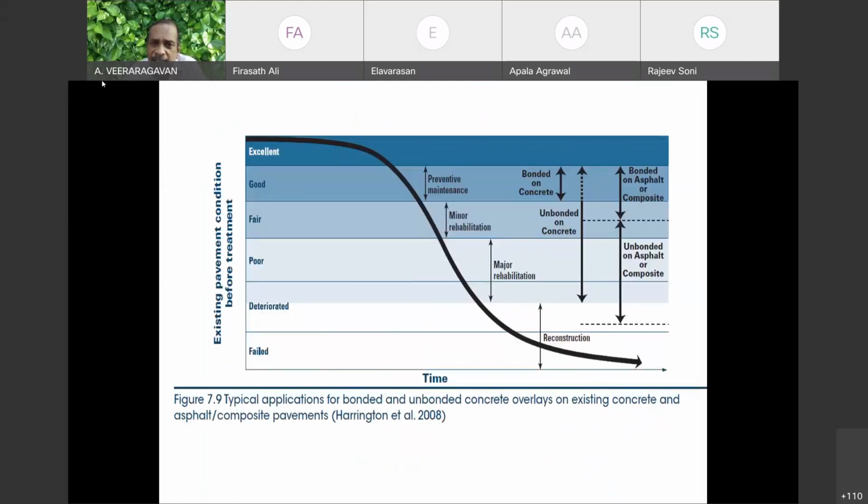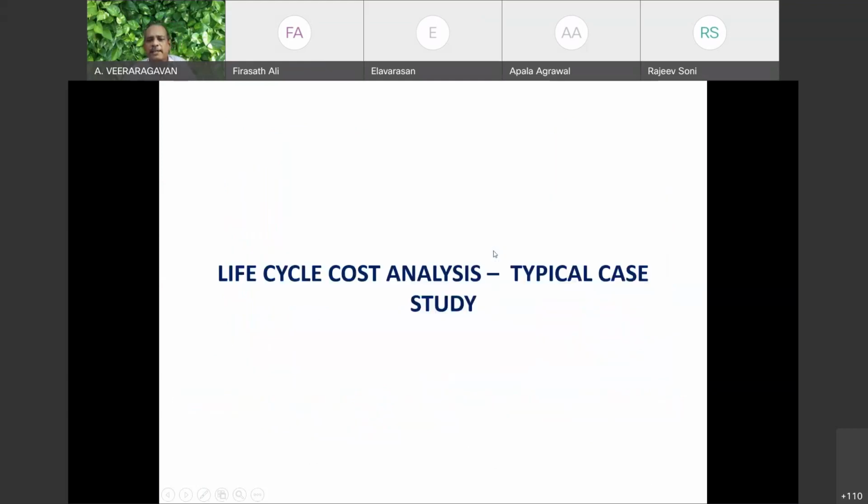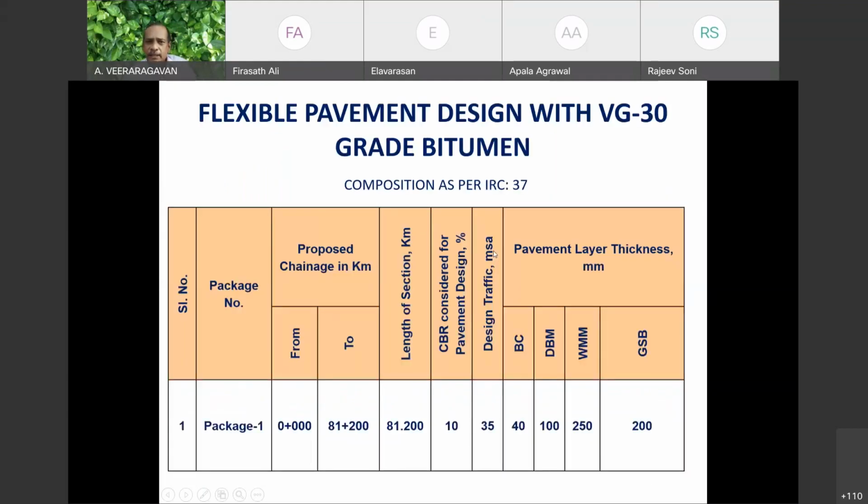We find that the pavement will warrant different maintenance: preventive, minor rehabilitation, major rehabilitation. It will work out the life cycle cost. We look at the life cycle cost for a pavement with the bituminous pavement. These are thicknesses that are required. It requires 35 millimeter, 40 millimeter bituminous concrete, 100 millimeter dense bituminous macadam, 250 millimeter wet mix macadam, and 200 millimeter granular subbase.